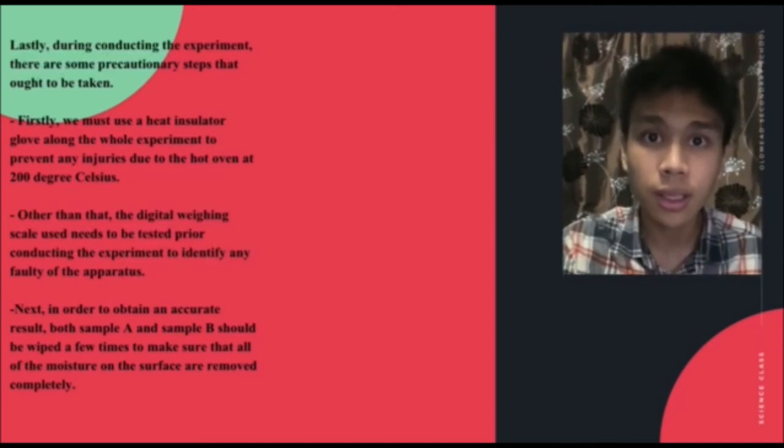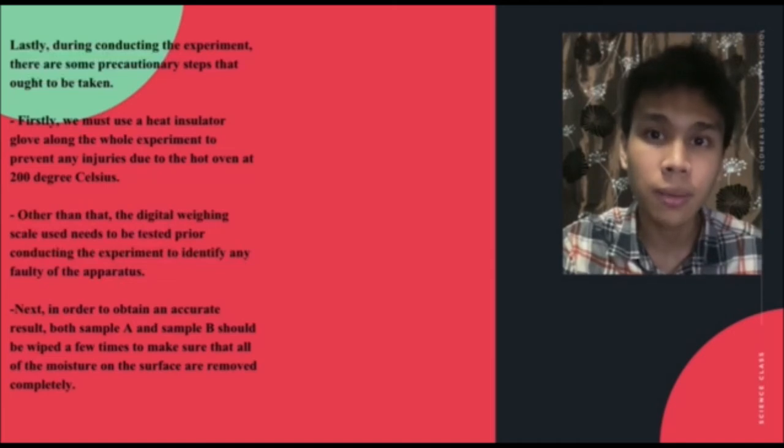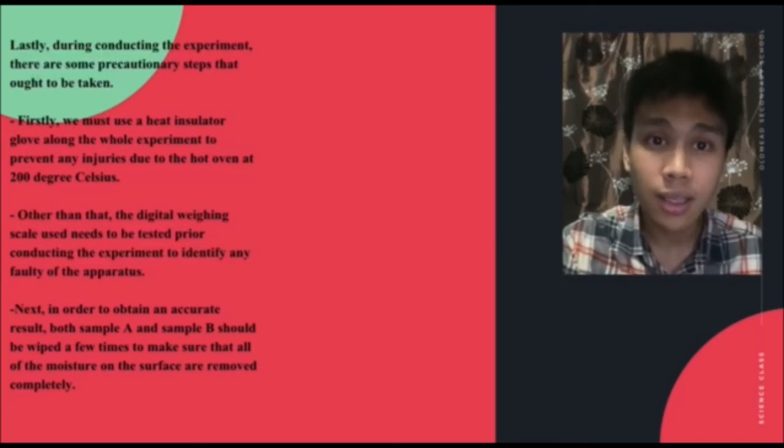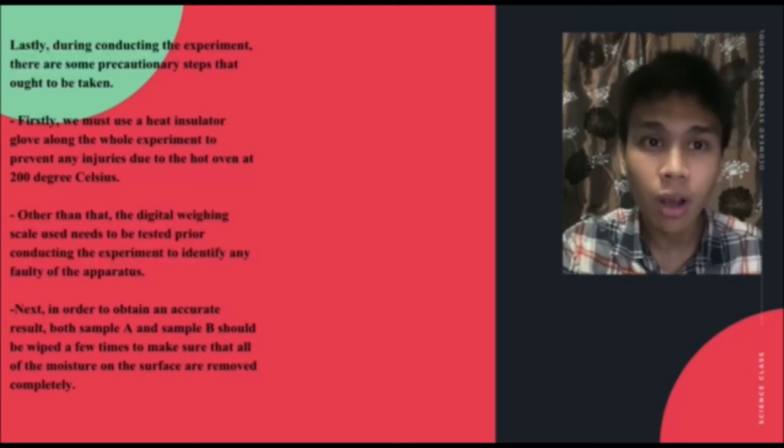Lastly, during the experiment, there are some precautionary steps that ought to be taken. Firstly, we must use heat-insulated gloves throughout the whole experiment to prevent any injuries due to the hot oven at 200 degrees Celsius. Other than that, the digital weighing scale needs to be tested prior to conducting the experiment to identify any fault in the apparatus. Next, in order to obtain an accurate result, both sample A and sample B should be wiped a few times to make sure that all of the moisture on the surface is removed completely.